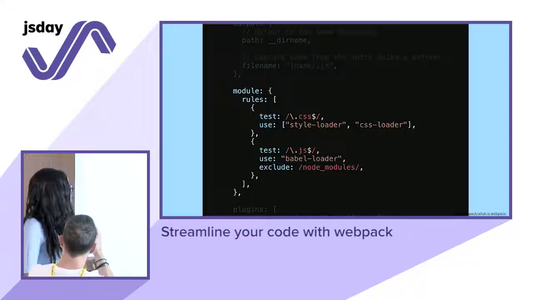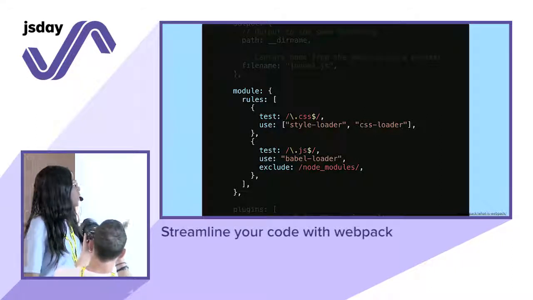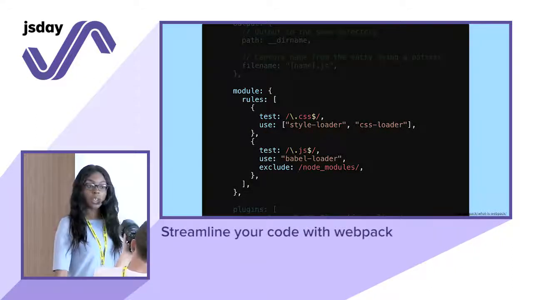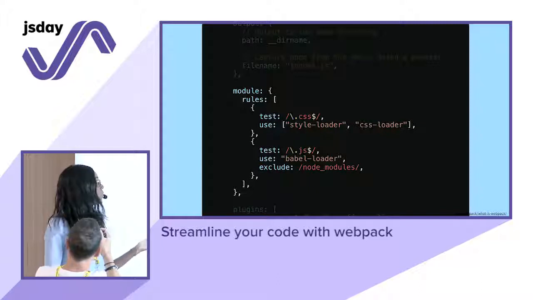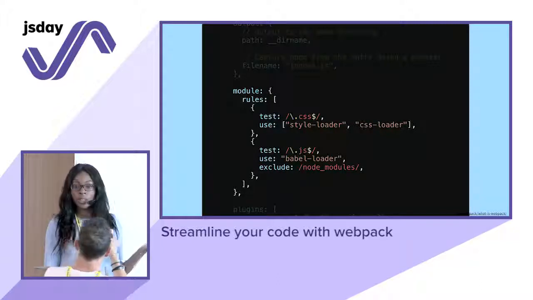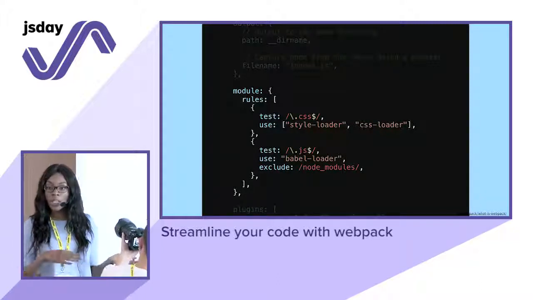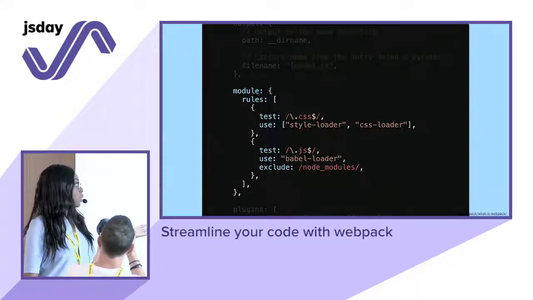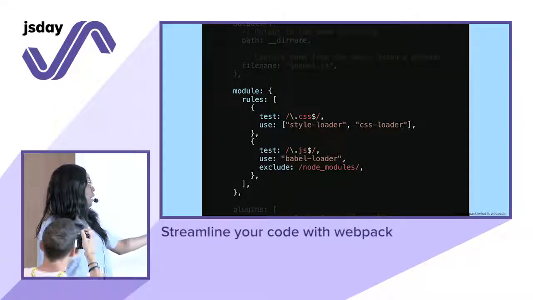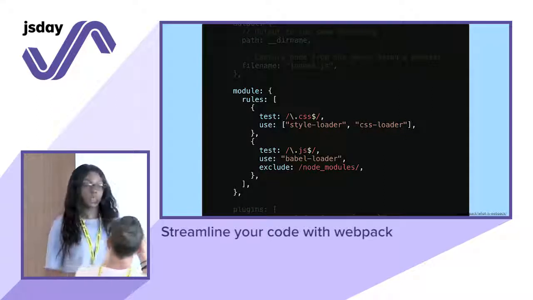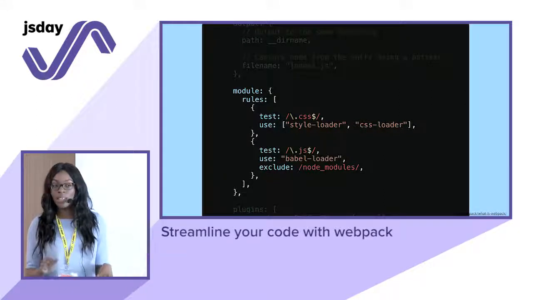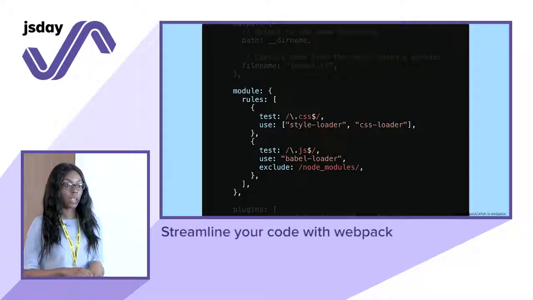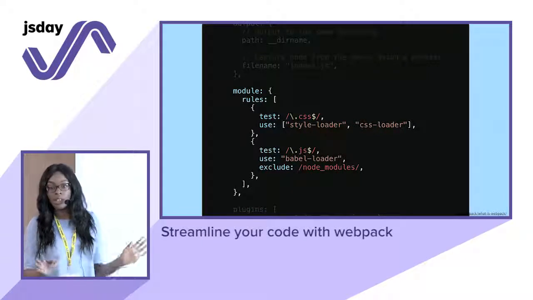We've also got another rule here. This will look out for any JavaScript file that it comes across in your application and run it against the Babel loader. So if you're transpiling your code back into ES5, that's what you'll use Babel for. And then you can also add the exclude key here that says if you come across any JavaScript file inside your node modules directory, just ignore it completely. Like, I don't need to think about that.